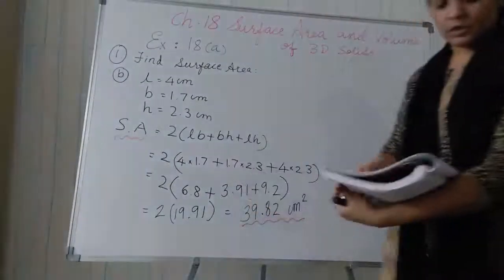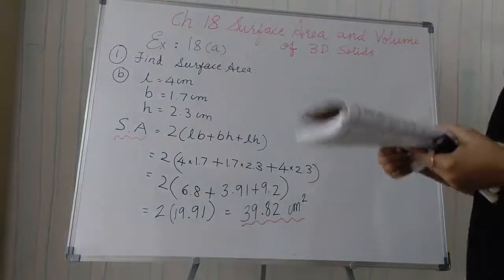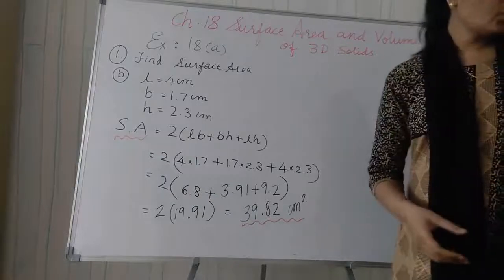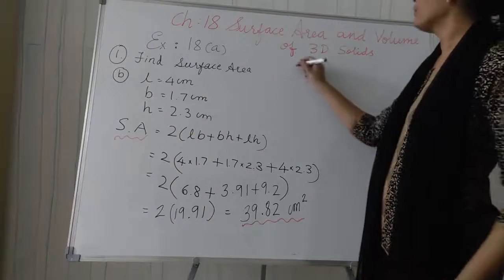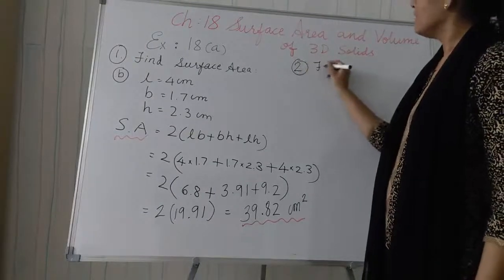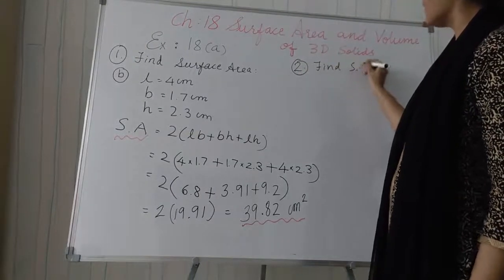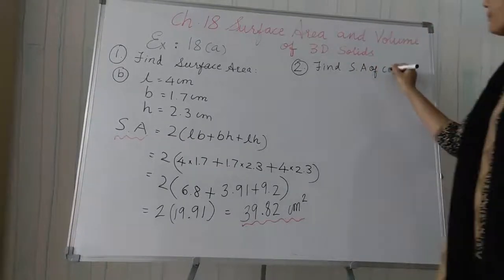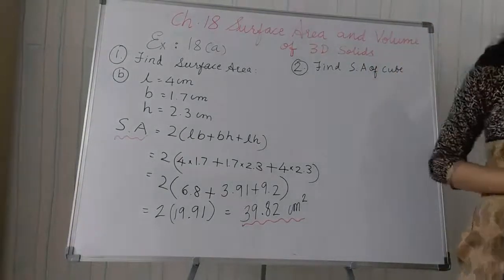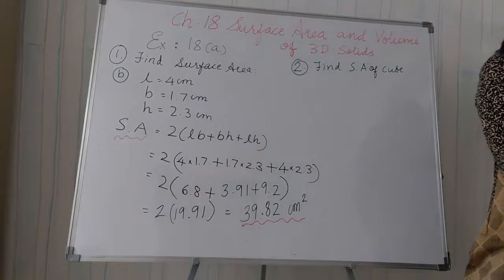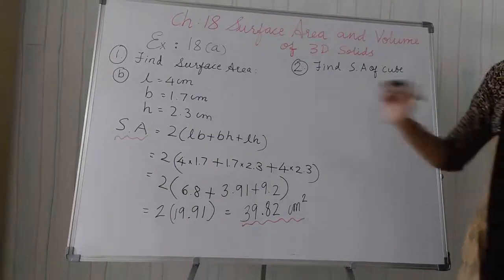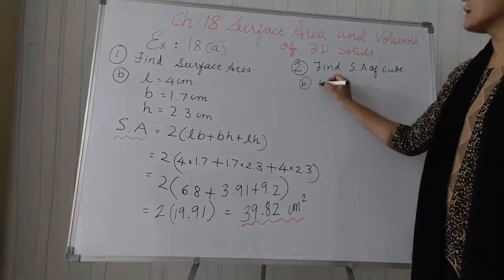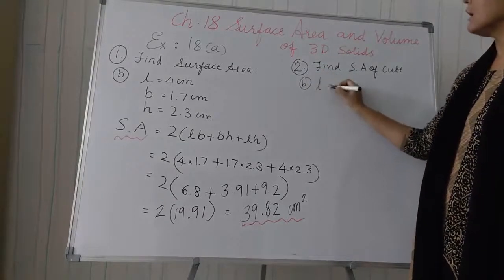Now let us take question number 2, in which we have to find the surface area of the cubes. So let me give the heading here. Number 2, find surface area of cube. Here the dimensions are given to us. We get the dimension as 10 meters. I'll solve the B part of this, that is 10 meters, which is the length.